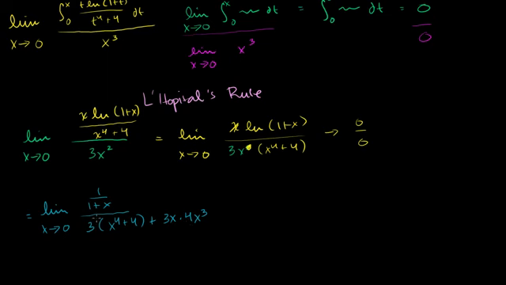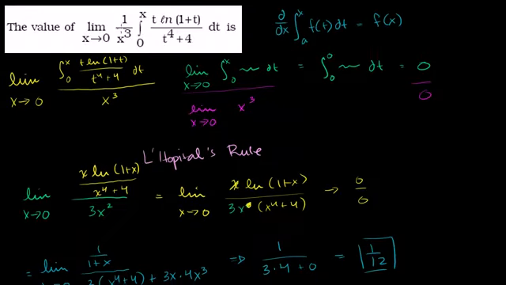Now, when we approach 0, what happens to this value? What do the numerator and the denominator approach? The numerator approaches 1 over 1 plus 0, or just 1. The denominator approaches 3 times 0 plus 4, so 3 times 4, plus 0. So this is equal to 1/12.